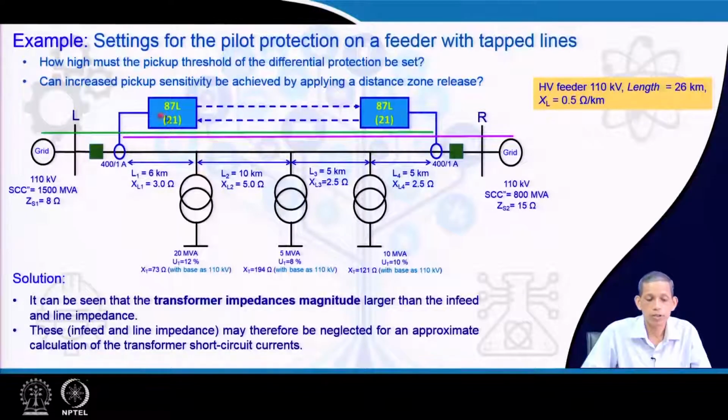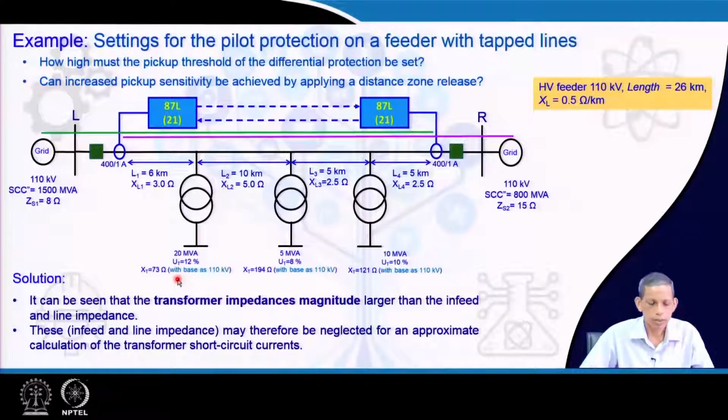How will the differential protection for the feeder be accomplished? So, what we have just discussed earlier: how much will be the pickup setting? Can the pickup sensitivity be increased by applying distance zone release? That is, can 21, the distance relay, supplement this 87 L in a better way? The 120% setting that we are talking about, we will look into from that perspective. Now we go to the solution for this network, this feeder protection in the presence of a number of taps.